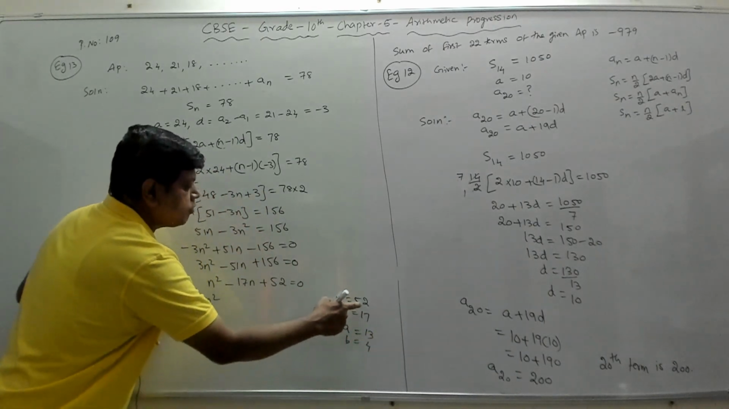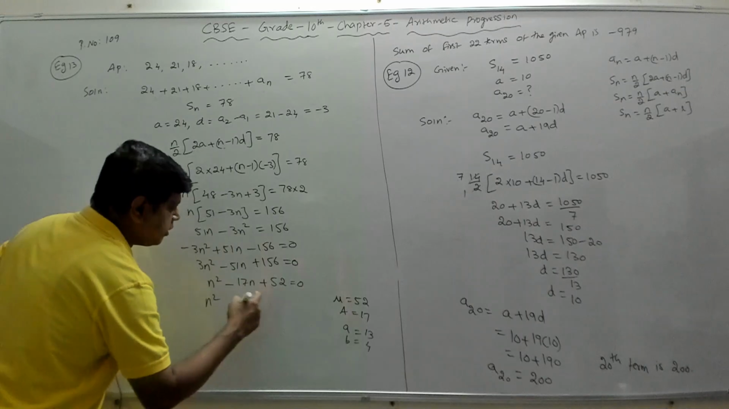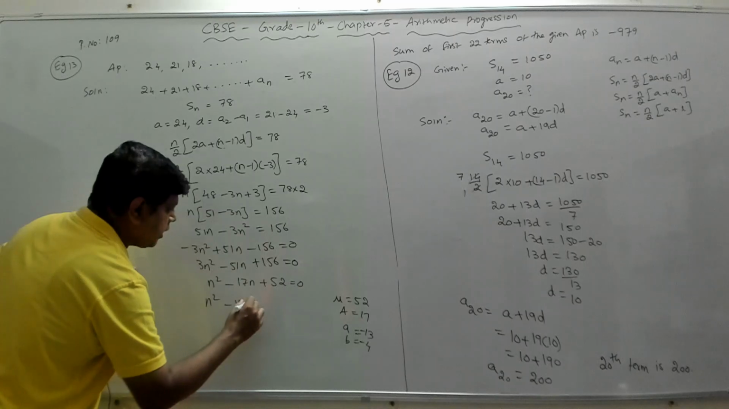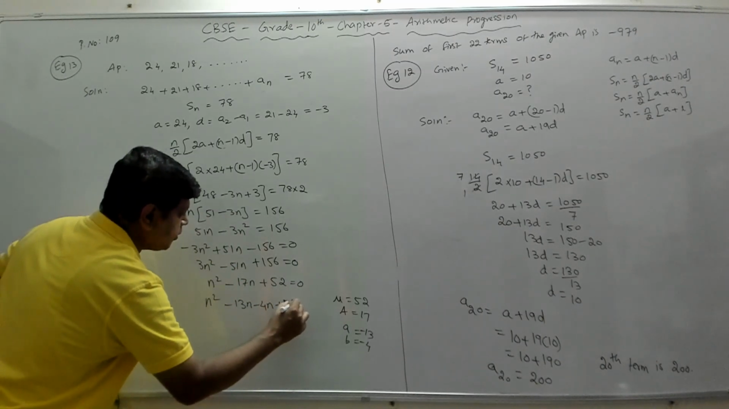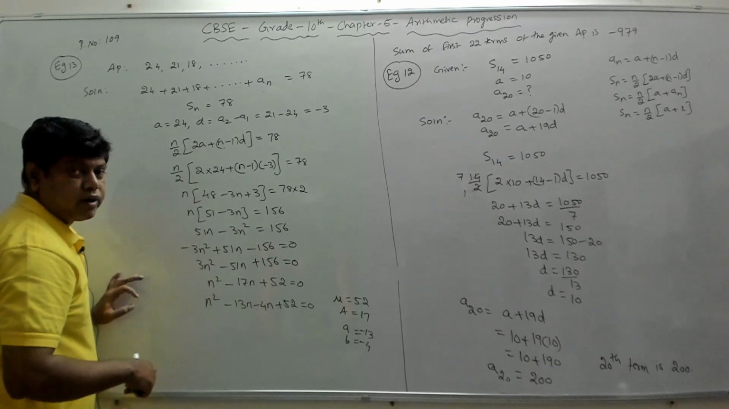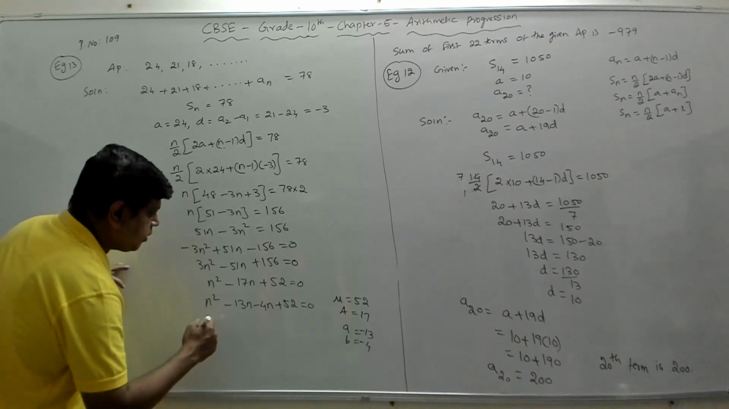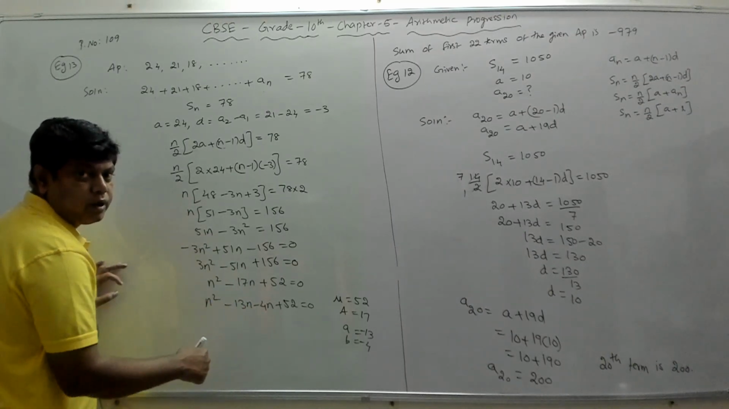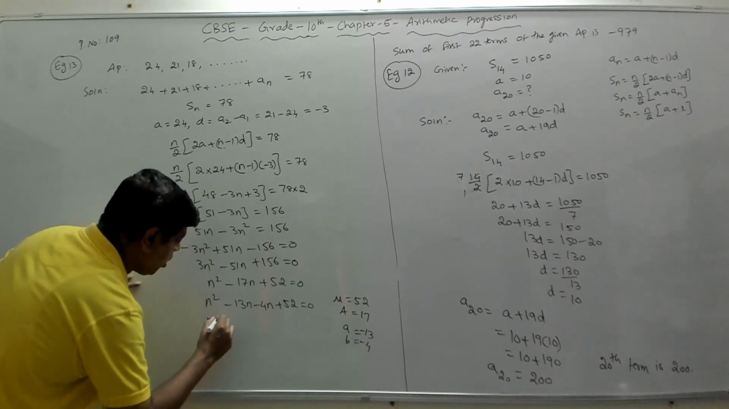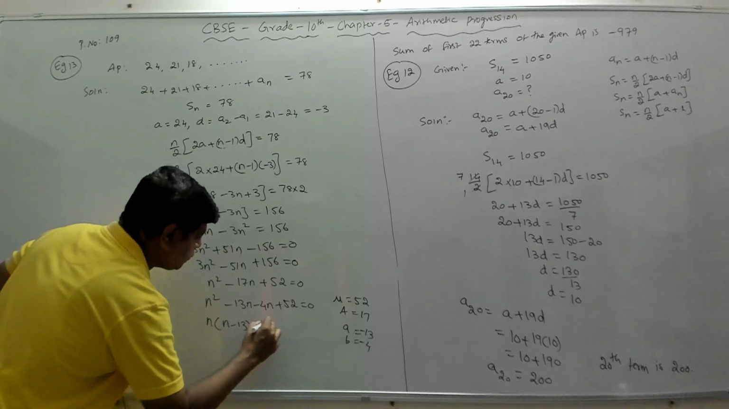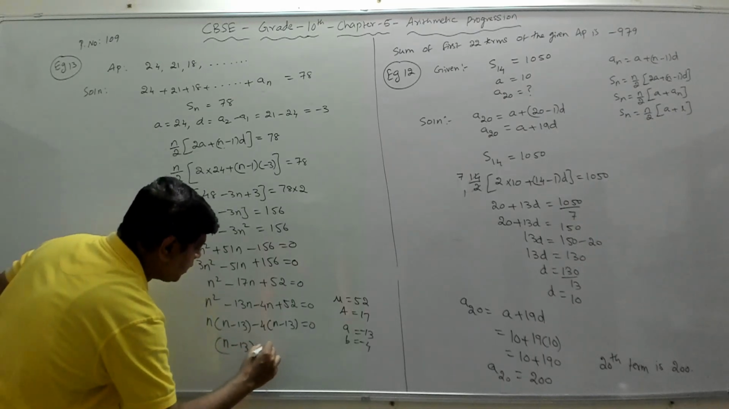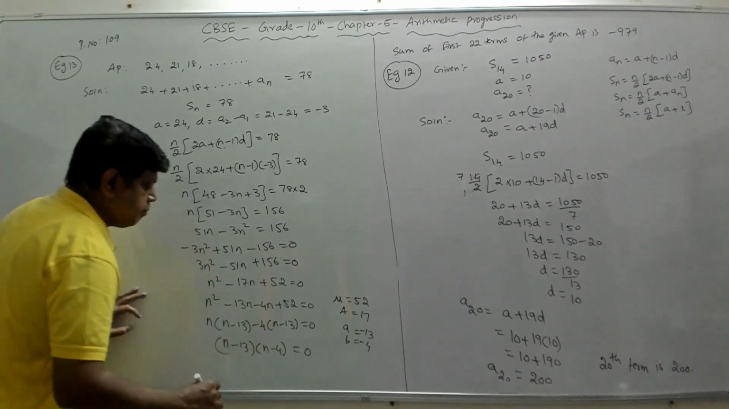So 13 times 4 is 52, 13 plus 4 is 17. And it is an addition case, so this negative means both will be negative. So you get minus 13n minus 4n plus 52 equal to 0. If you are not comfortable with how to factorize, please watch my factorization videos, you'll be able to understand how to factorize a quadratic polynomial or quadratic equation by splitting the middle term. So n is common, n minus 13, minus 4 is common, n minus 13. So n minus 13 into n minus 4 equal to 0, right?